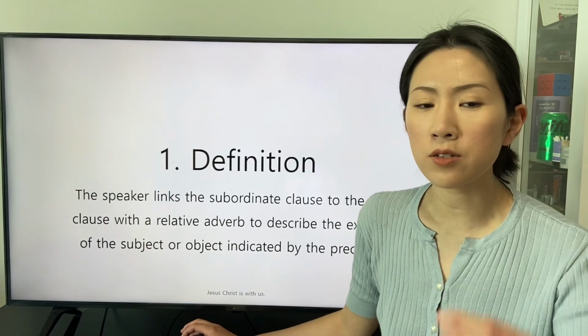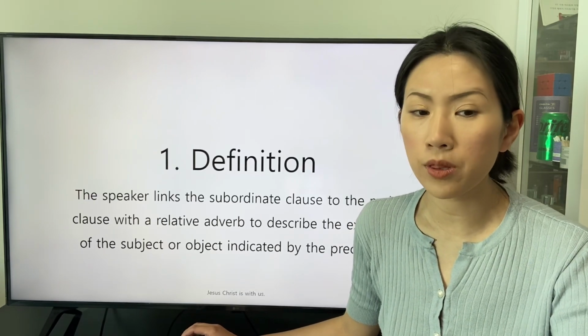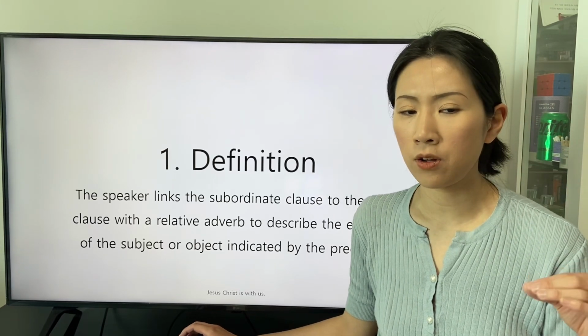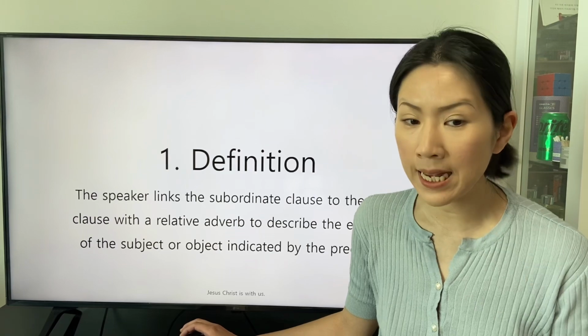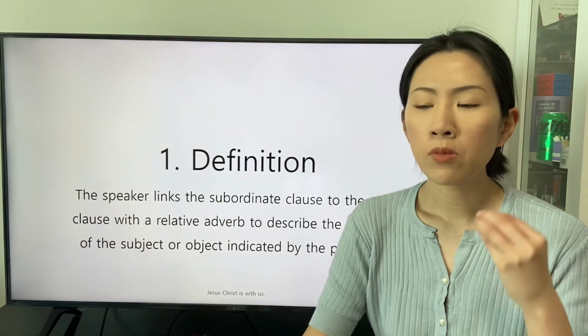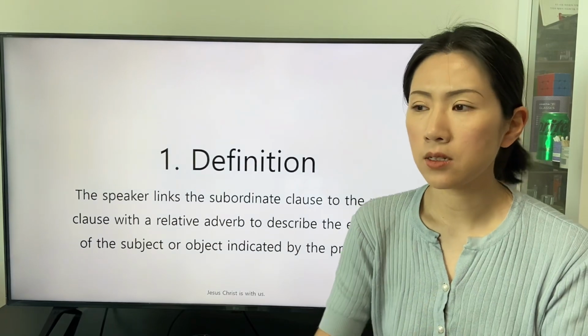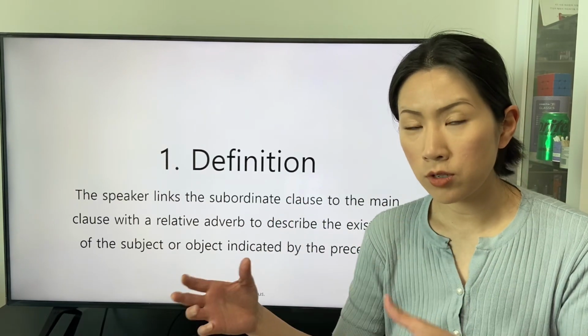The speaker links the subordinate clause to the main clause with the relative adverb to describe the existence of the subject or object indicated by the precedent. The precedent that precedes the subordinate clause.